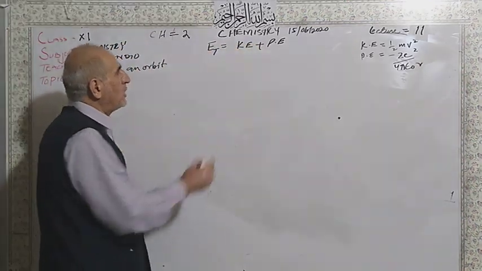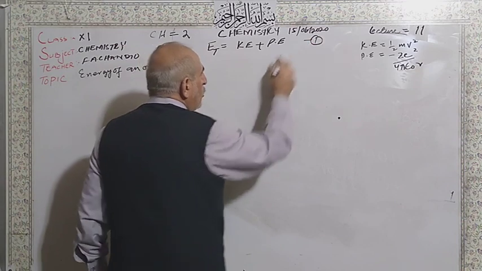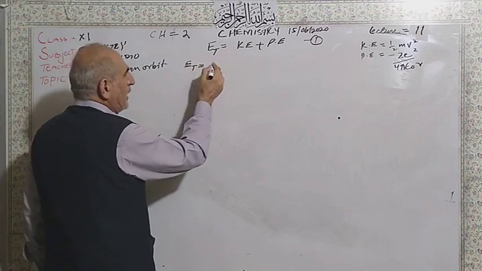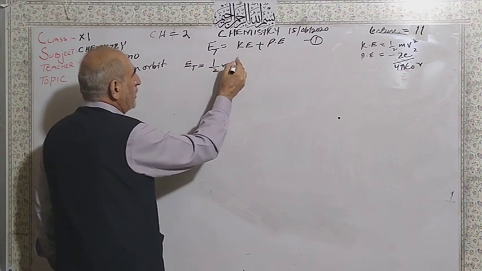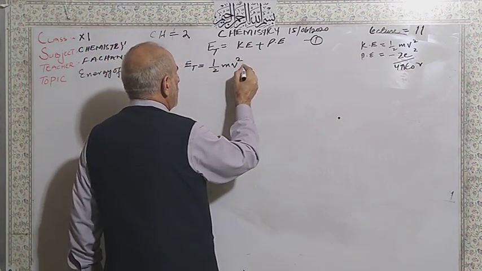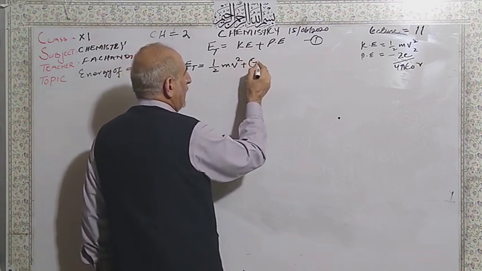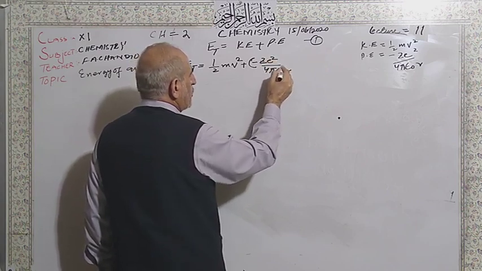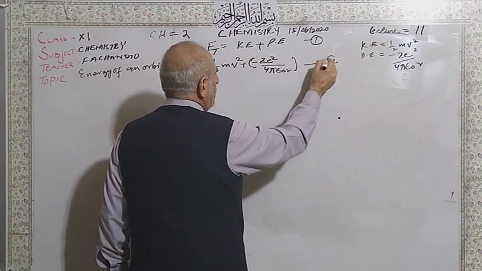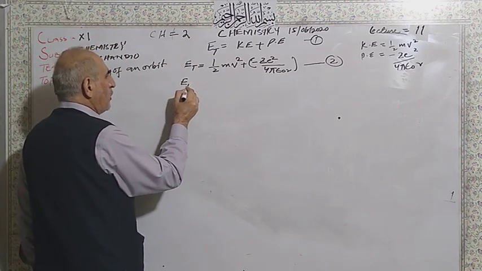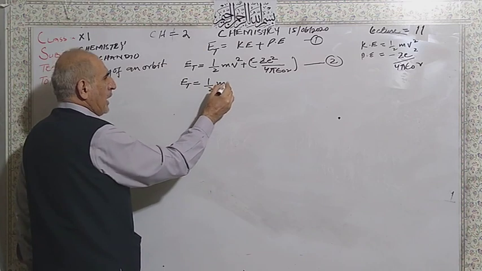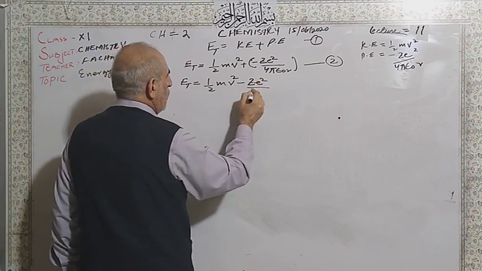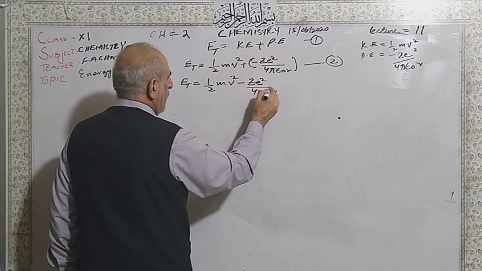When you put these values in equation number 1, the total energy will be equal to kinetic energy, half mv square, plus minus sign Ze square over 4 pi epsilon naught r. This is equation number 2. So if you solve, total energy is equal to half mv square minus Ze square over 4 pi epsilon naught r.